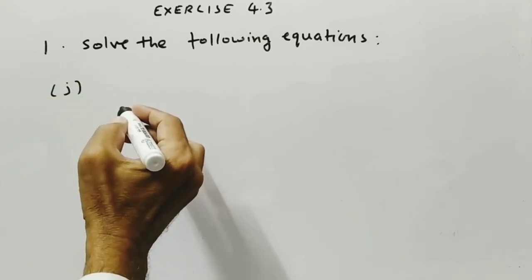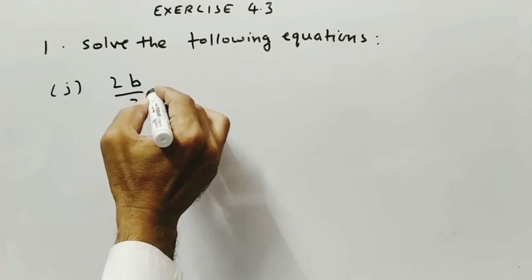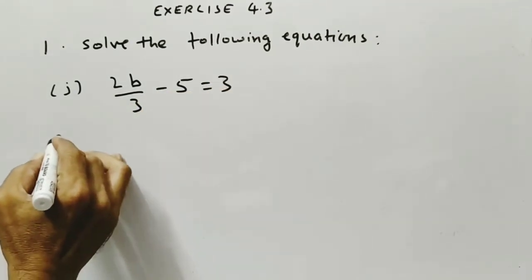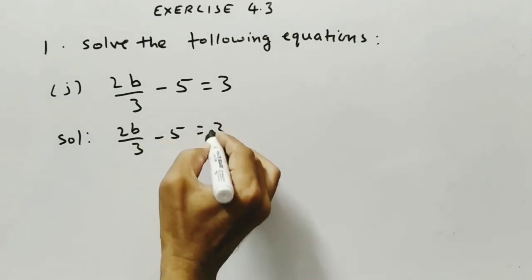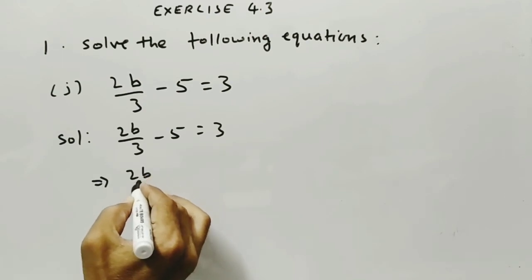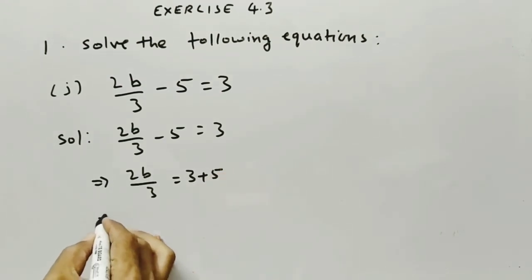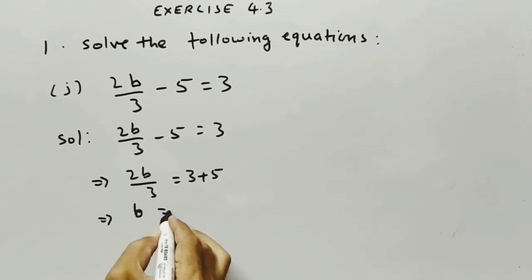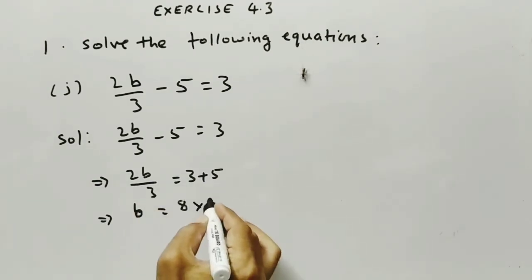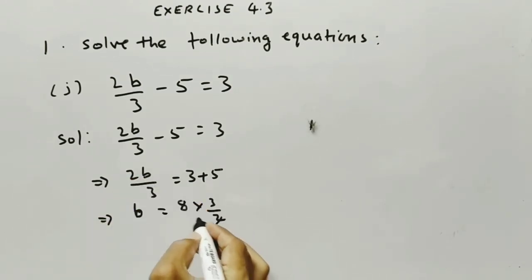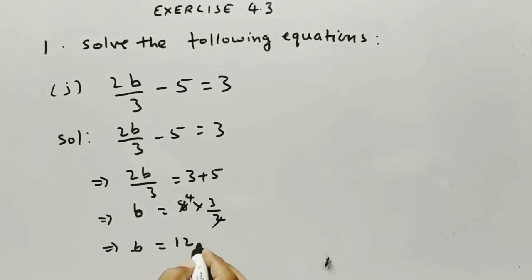J: 2b divided by 3 minus 5 is equal to 3. Solution: 2b divided by 3 minus 5 is equal to 3. This implies 2b by 3 is equal to 3 plus 5. This implies b is equal to 8 into 3 divided by 2. This implies b is equal to 12 is the solution.